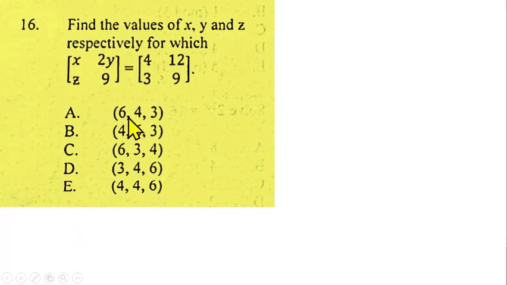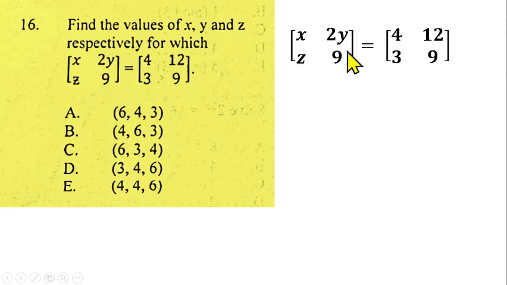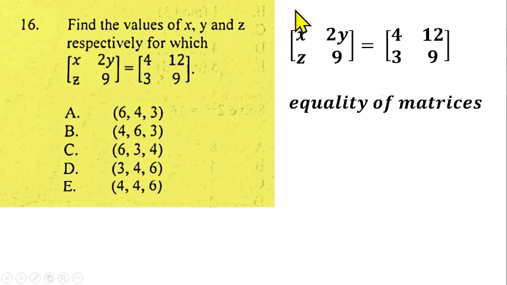Question number 16 is from matrices. You have to find the values of x, y, z respectively for this matrix equal to this matrix. So you can see that this matrix is equal to this matrix because they are of the same order. They are 2x2 matrices, and we can now use the idea of equality of matrices. Since they are equal, that means the element in the first row, first column here is equal to the element in the first row, first column here.